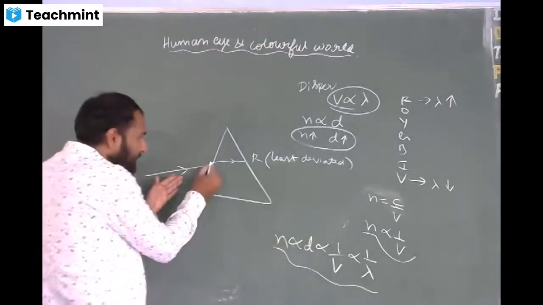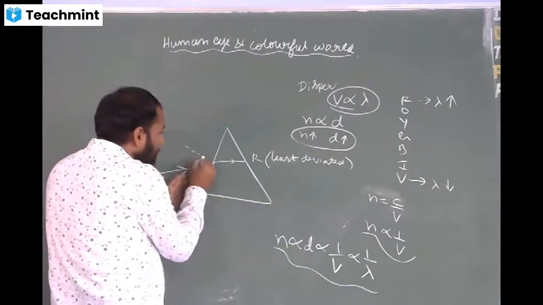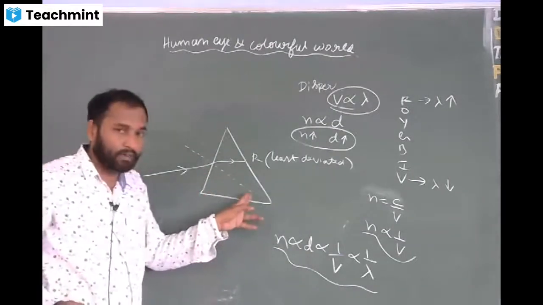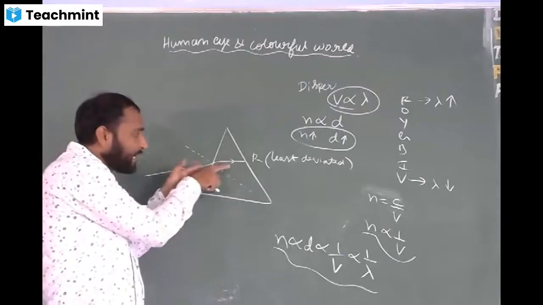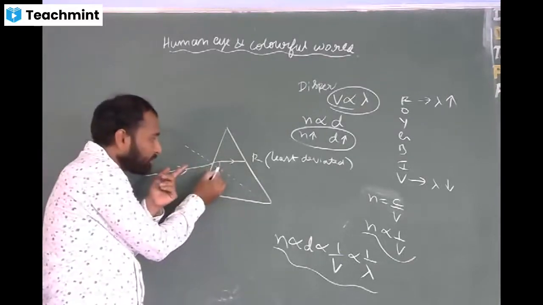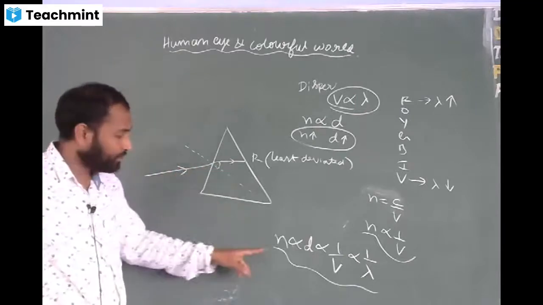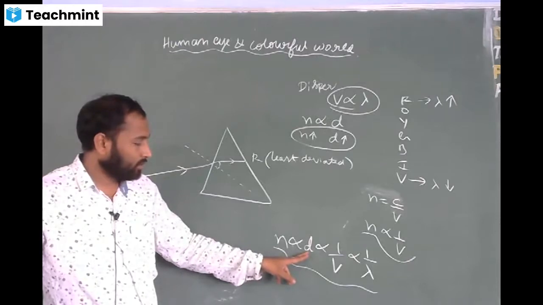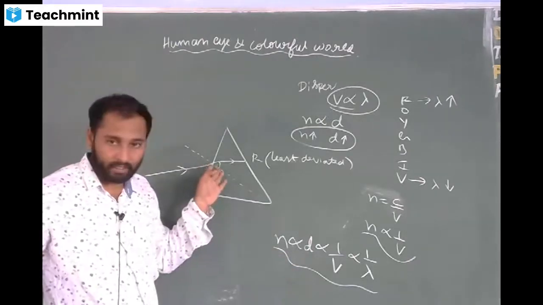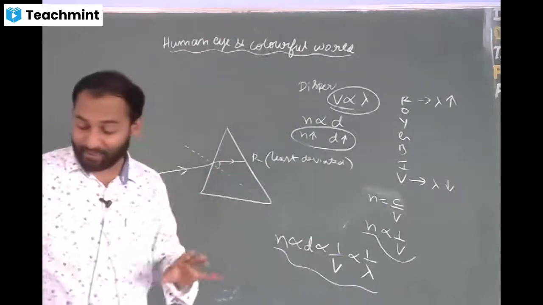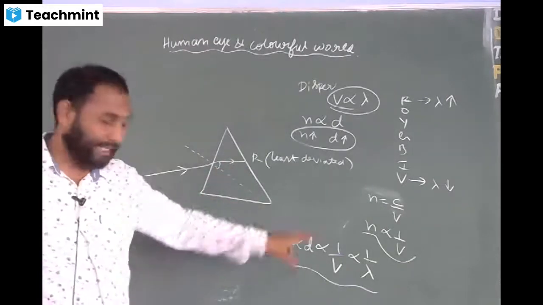If I consider this point as the normal, so the light ray is bending, see this, the angle is more, so the bending will be less. So try to understand. I'll repeat it once again.